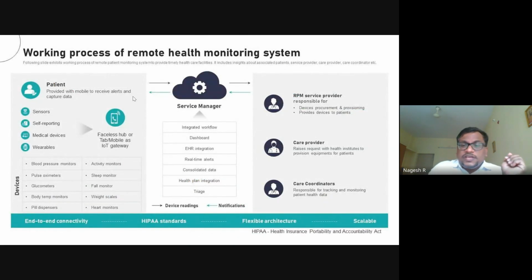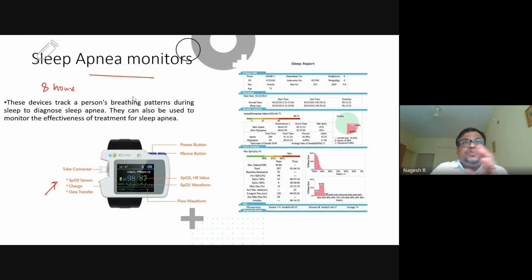So these are the various devices which have augmented the healthcare sector. These technologies have improved healthcare to a very great level.